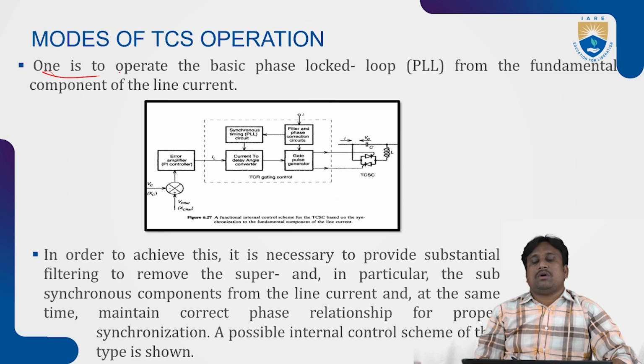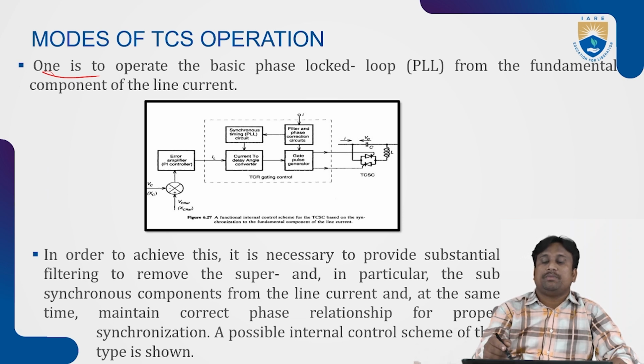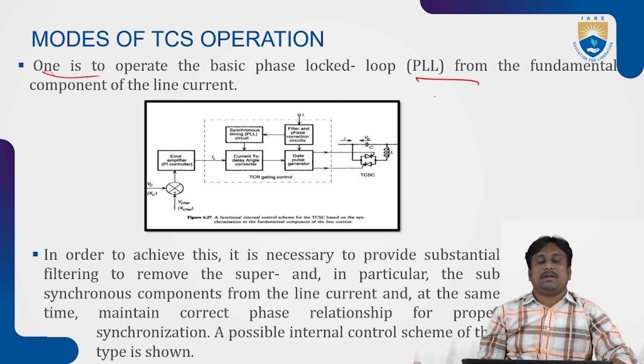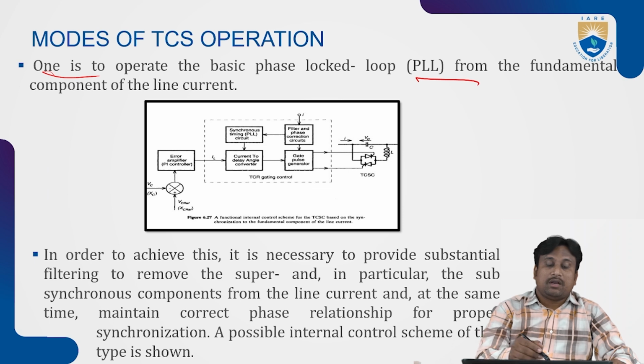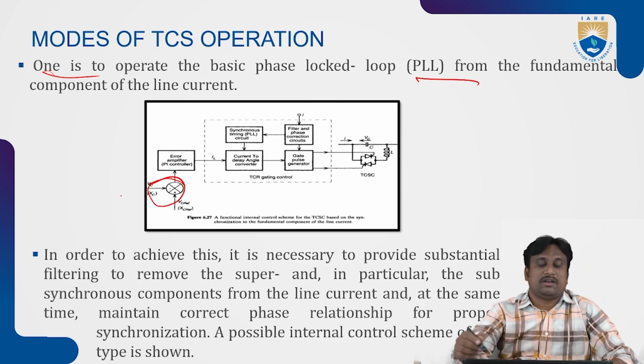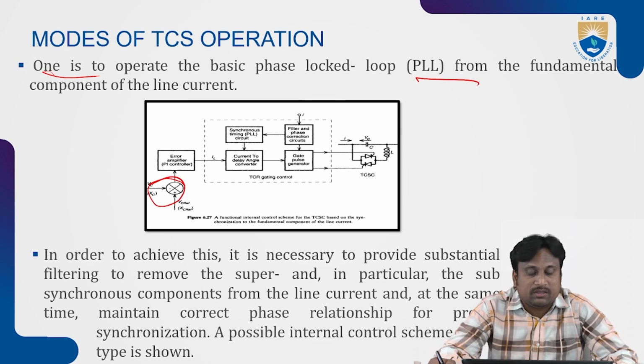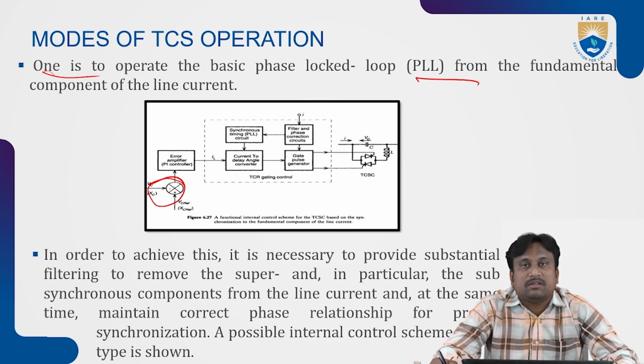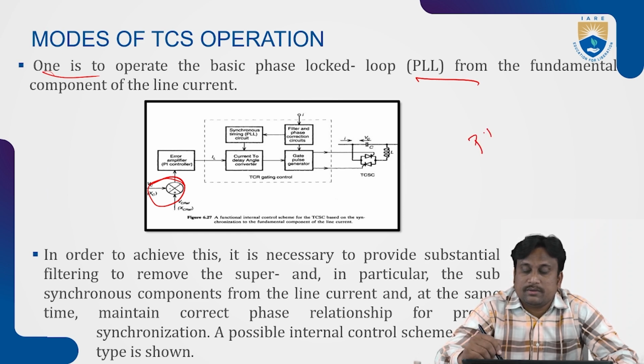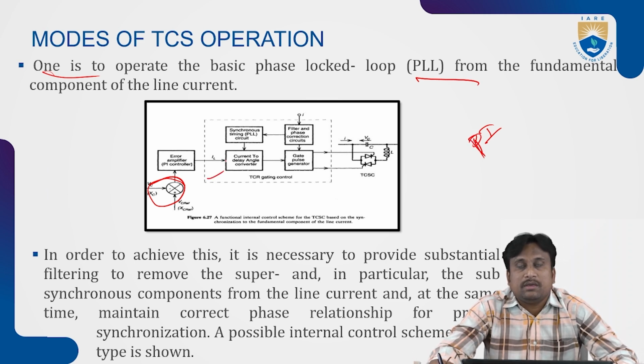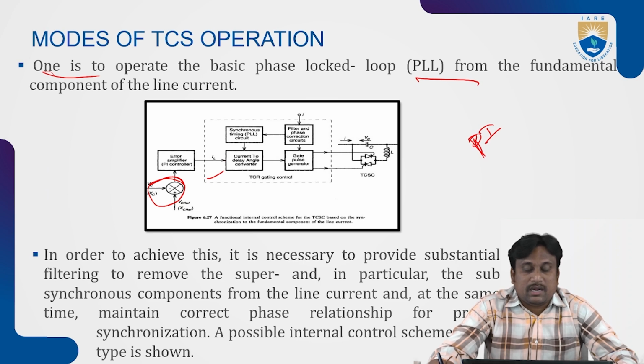So here one is to operate the basic phase locked loop, PLL. This is from the fundamental component of the line current, and with this the reference signal generated will be Vc, with the Vc reference case. Here the error amplifier circuit is designed with the PI controller. This is connecting to the block of synchronous timing, which is connected to the PLL block.